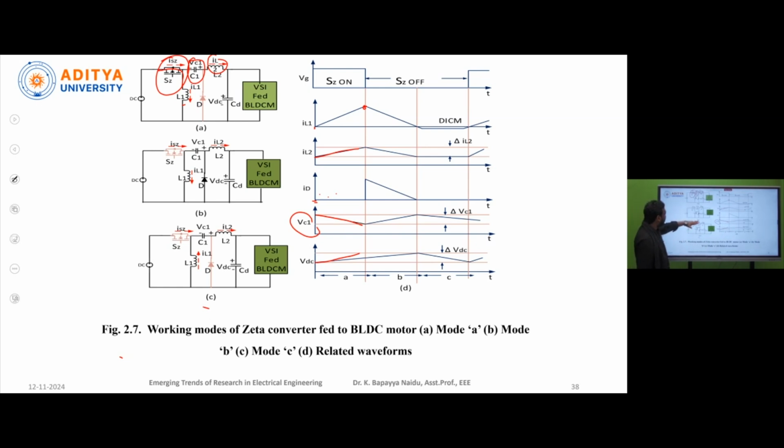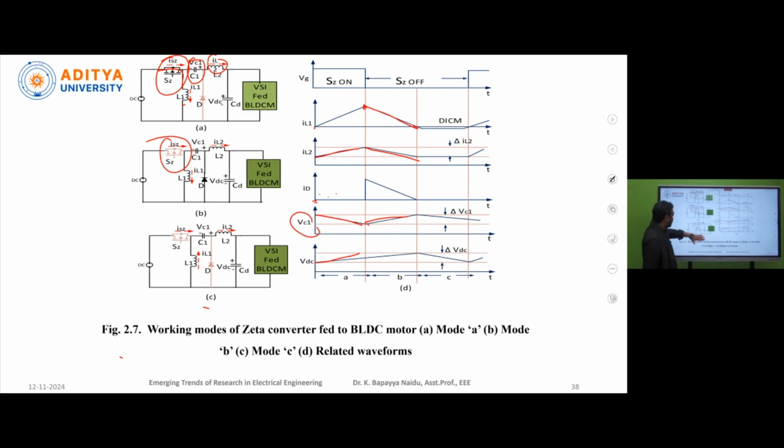Okay, coming to mode B, here SZ will be off. If you are observing these waveforms, IL1 will decrease from some value to 0, but actually it does not go completely to 0. IL2 also changes from one value to some value. And what about VC1? It will also start to decrease, and the voltage across VC1 also changes.